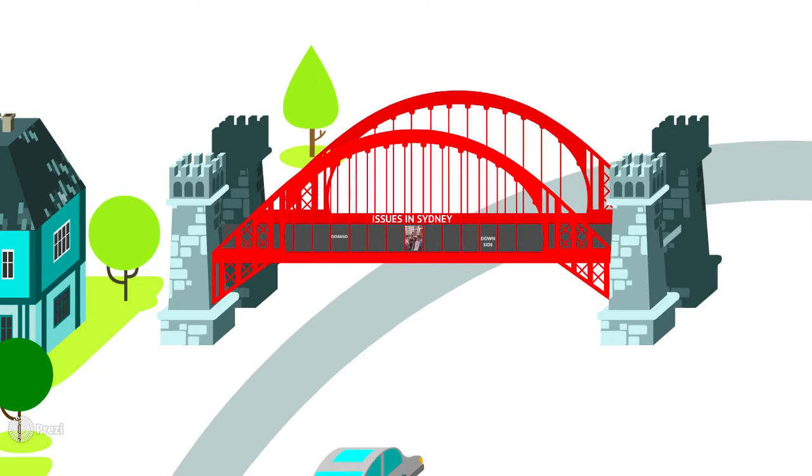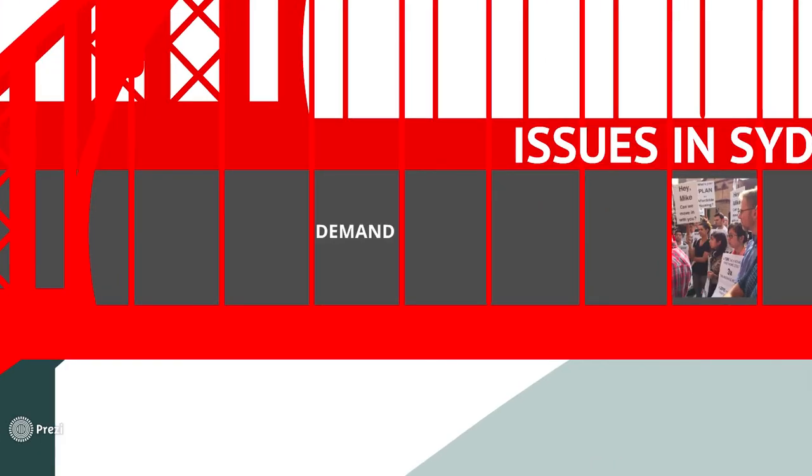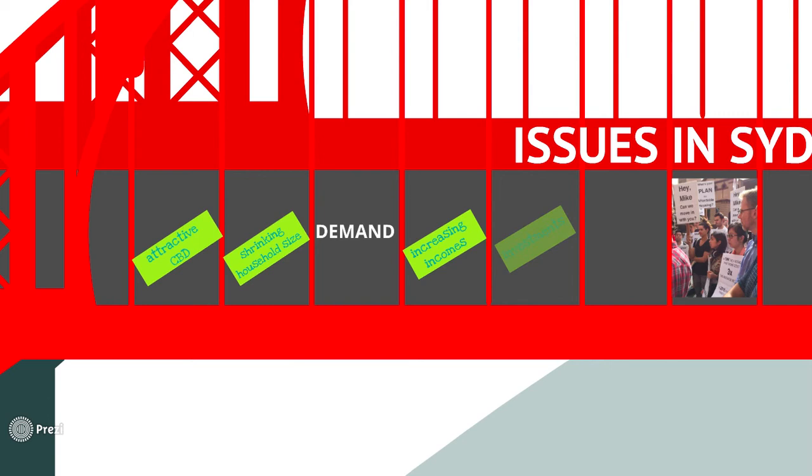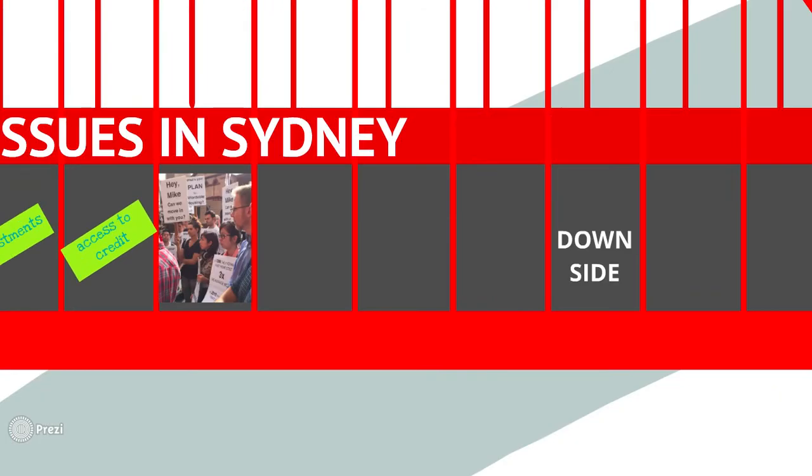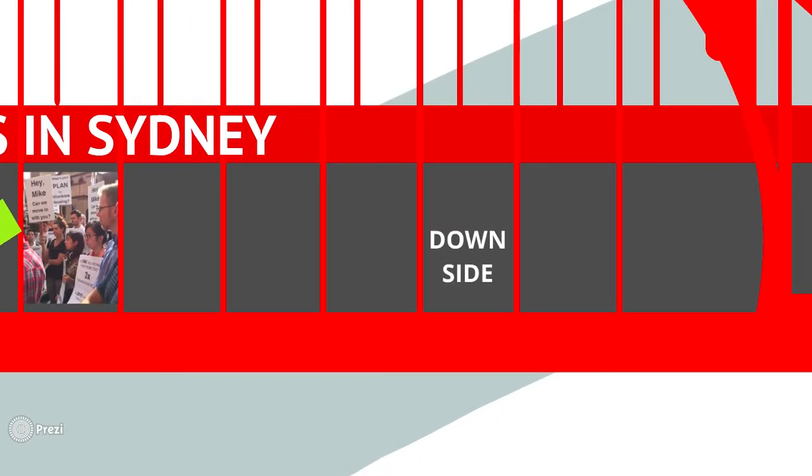The factors influencing the increase in demand are more people wishing to live in the CBD, shrinking household size, increasing incomes, increased investment due to lack of capital gains taxes on owner-occupied houses, and the ease at which people have access to credit.